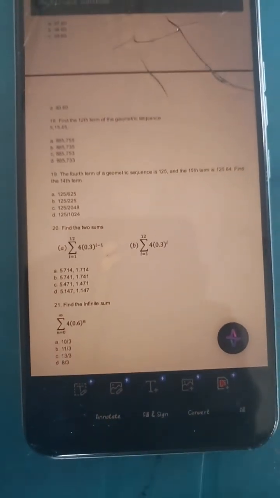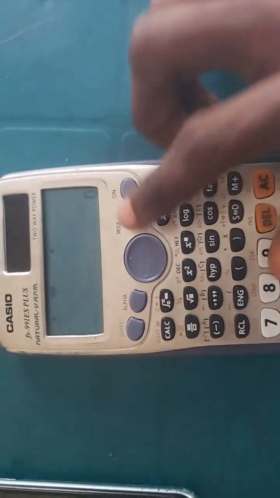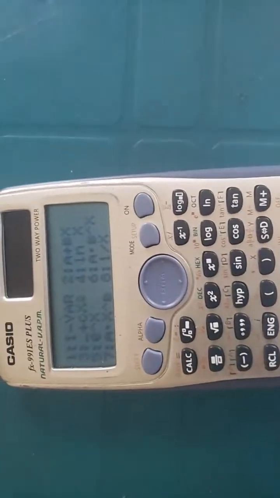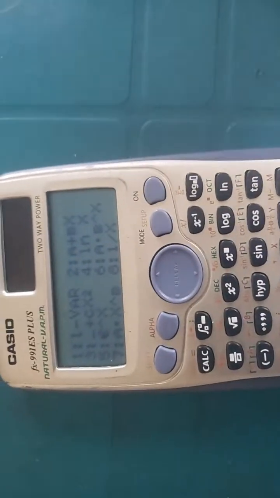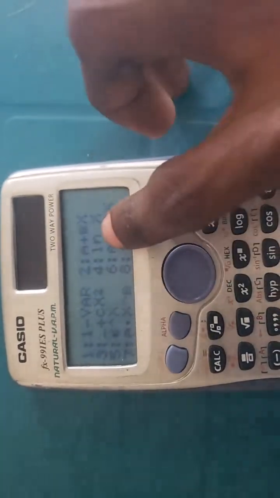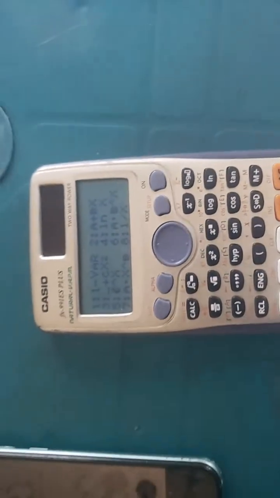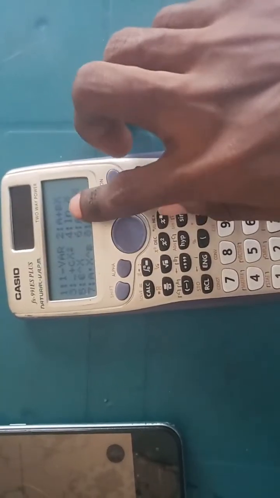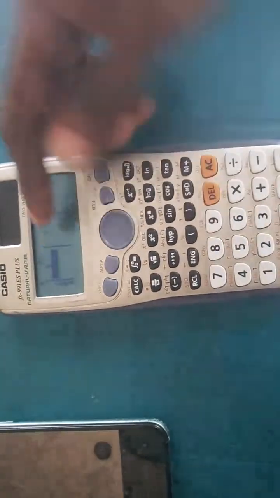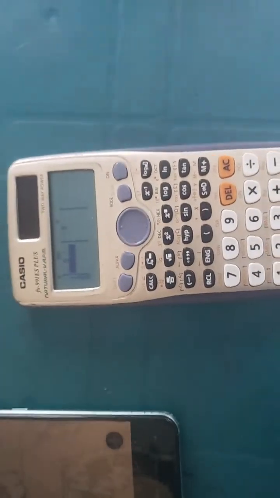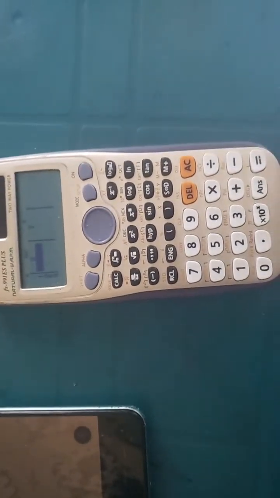So still applying the same method here too, but just a little bit of modification in our steps. So we still have the mode, then we have the statistics. But remember, this is a GP, and initially I told you guys that A plus BX is for AP, right? And A times BX, that's option six, is for GP. Due to the fact that it's a GP, we're applying option six, the sixth function. You can see now we're still having the X column and the Y column. So the X column still represents the position of the term, and the Y column, the value of the term.